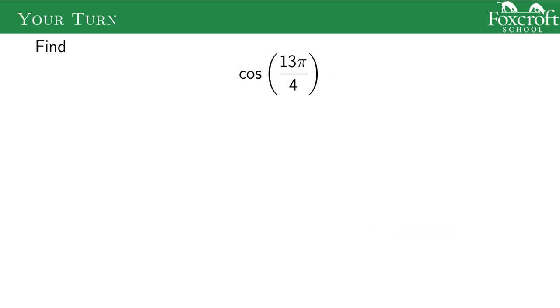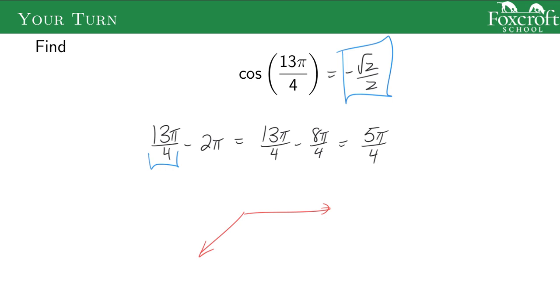Cosine of 13 pi over 4. This is one for you to try on your own. And the answer you should get is the negative square root of 2 over 2. So this is actually your final answer. But how did we get there? We recognize that 13 pi over 4 is related to 5 pi over 4. 5 pi over 4, that number is 1 bigger than the bottom, so that's in quadrant 3. And in quadrant 3, my cosine is going to be negative square root of 2 over 2.